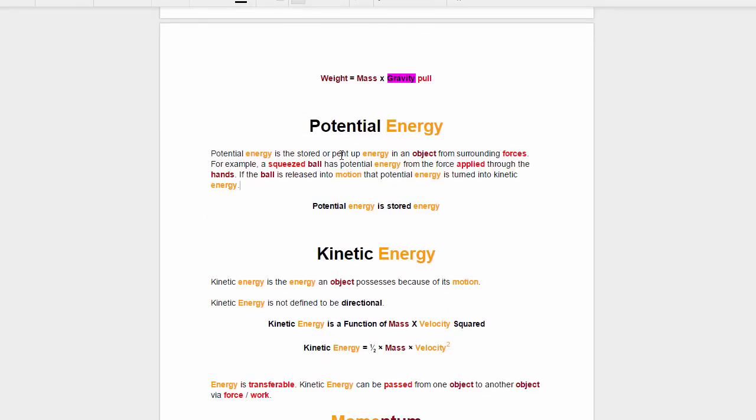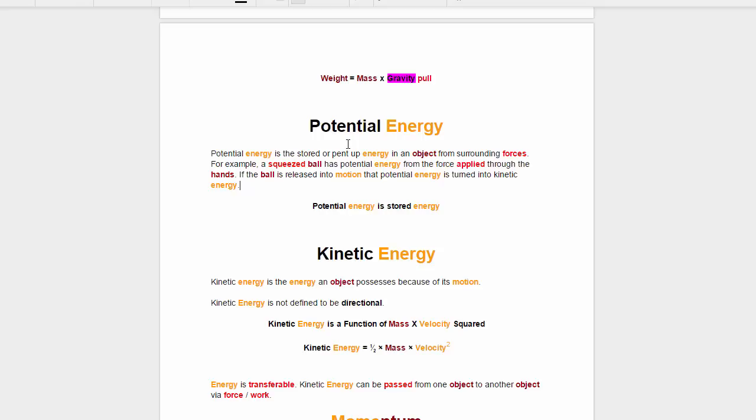Potential energy is stored or pent-up energy in objects from surrounding forces. For instance, if you're squeezing a ball, you're applying pressure. The ball is not moving, but it's been filled with potential energy. And if you remove one of your hands from the ball, that's going to turn into kinetic energy and it's going to go flying. Alternatively, we can think of potential energy like we throw a ball up in the air.